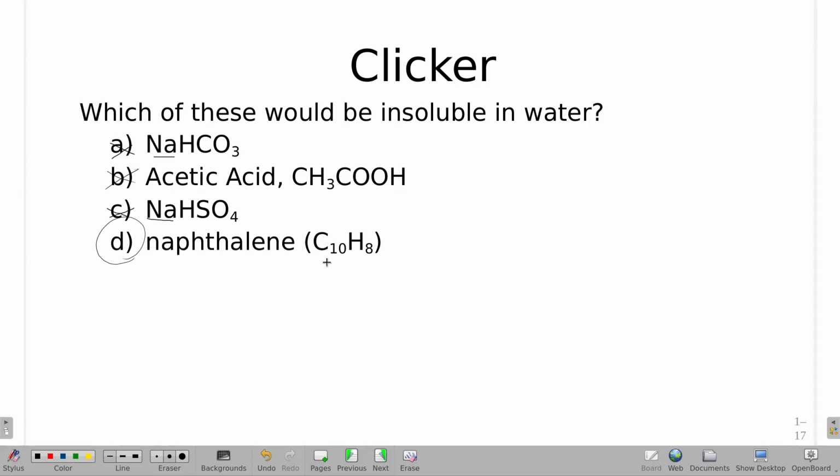Now give it away that it's actually likely to be insoluble in water, and that it's nothing but carbons and hydrogens. Most hydrocarbons are going to be insoluble in water because they're just nothing but CHs. Those are pretty much guaranteed to be nonpolar molecules, and therefore London dispersion forces only.